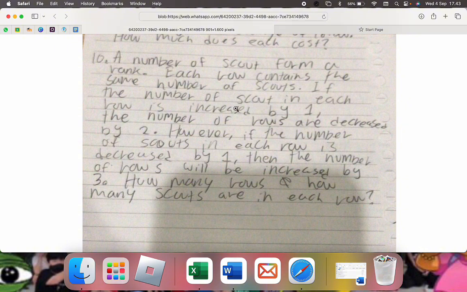Alright, so now that we know that, we have a second rule here where if the number of scouts in each row is decreased by 1, then obviously the number of rows will increase because each row now has less people to fill it in to consider it one row. And the rule stated here is if the number of scouts in each row is decreased by 1, then the number of rows will be increased by 3. Now, the question is, how many rows exactly are there as we are speaking, and how many scouts are in each of those rows?